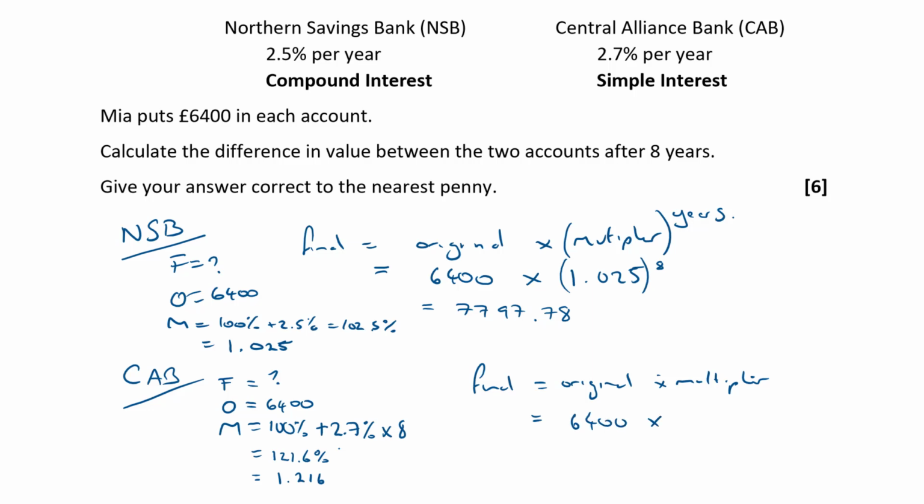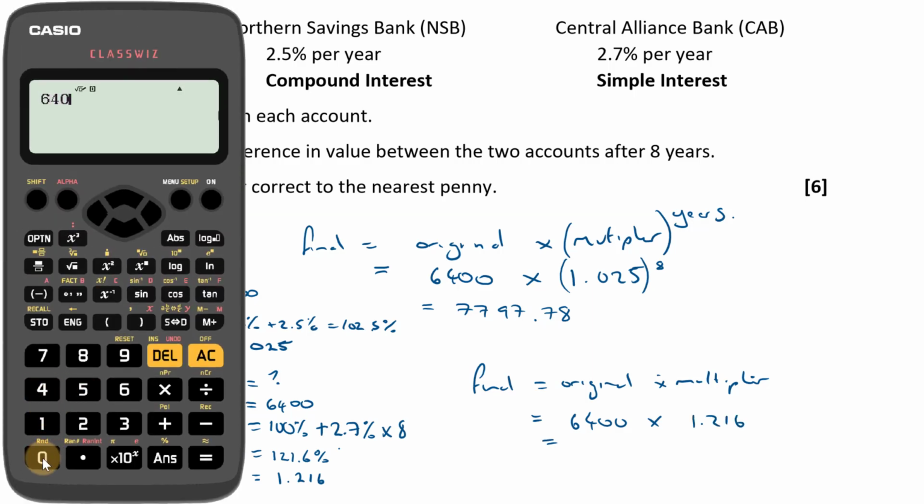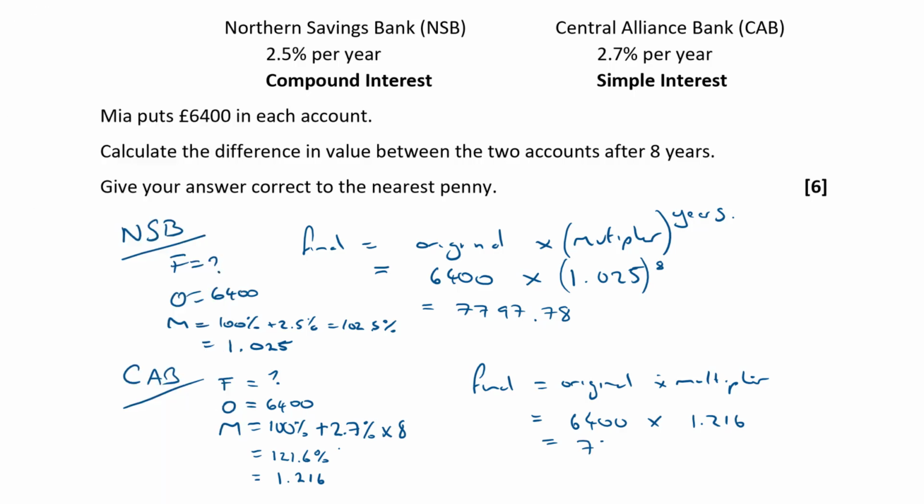So it's just going to be a straightforward multiplication. So my 6,400 times 1.216, that comes out to be 6,400 times 1.216. I make that £7,782.40. Okay, which you'll notice is slightly lower than the compound interest amount, which is, I suppose, the point of what we're looking at here, isn't it?